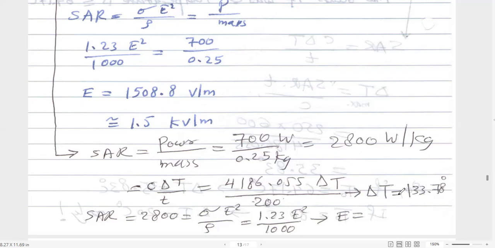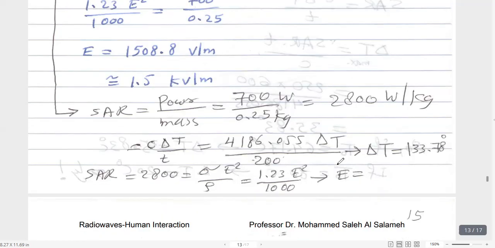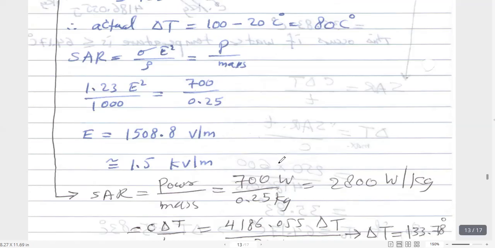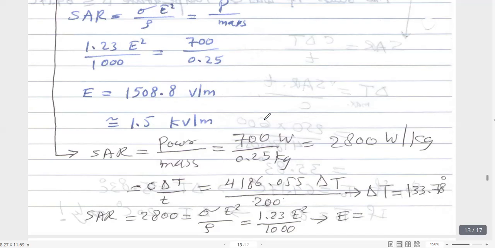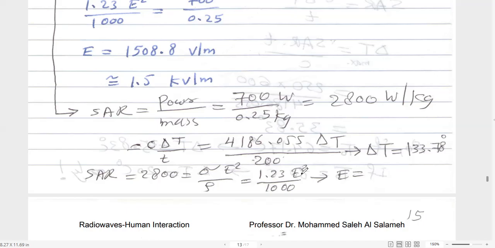To find the impressed electric field, we use this equation. SAR is known now, 2800. It's equal to sigma E squared over rho. Sigma is given here, 1.23 Siemens per meter. E squared is unknown, and rho is the mass density of water, 1000 kilogram per meter cubed. From this equation we can find E.